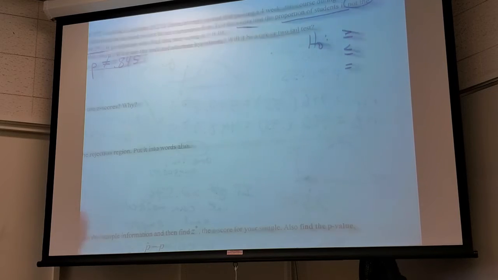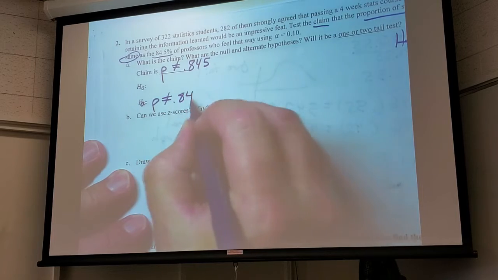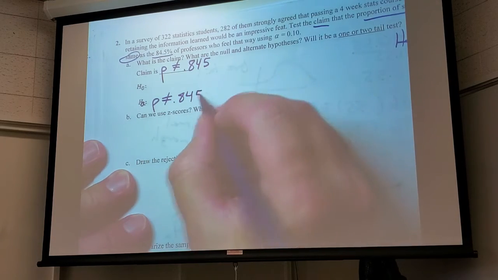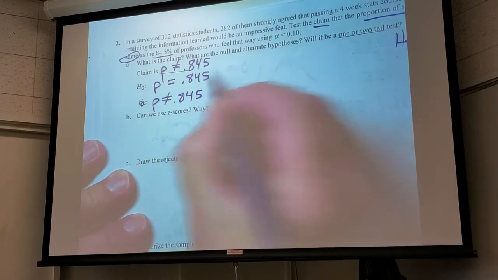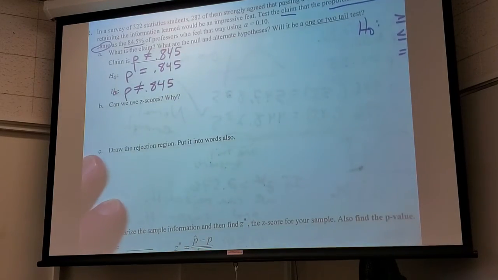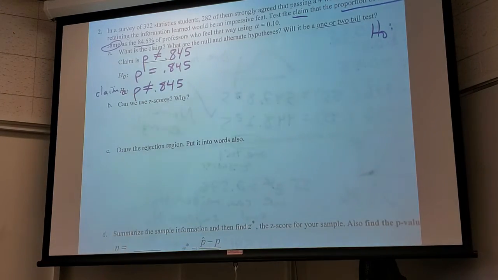So, this one does not have one of those three things. So what's the H-O going to be? P equals. It's got to do the opposite of what I just wrote down. So let's do this for ourselves. This one is the claim, yes? I don't care that that's the claim again until the end.